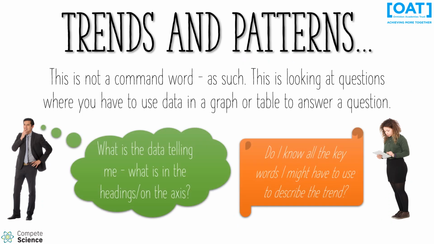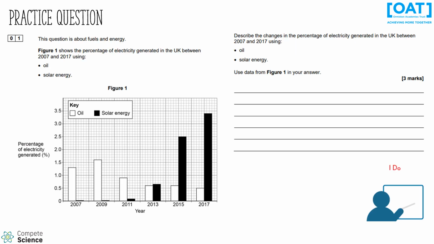On to looking at trends and patterns. So it's not a command word as such. This is looking at questions where you have to use data in a graph or table to answer a question. So think, what is the data telling me? What is in the headings on the axis? Do you know all the keywords you might have to use to describe the trend?